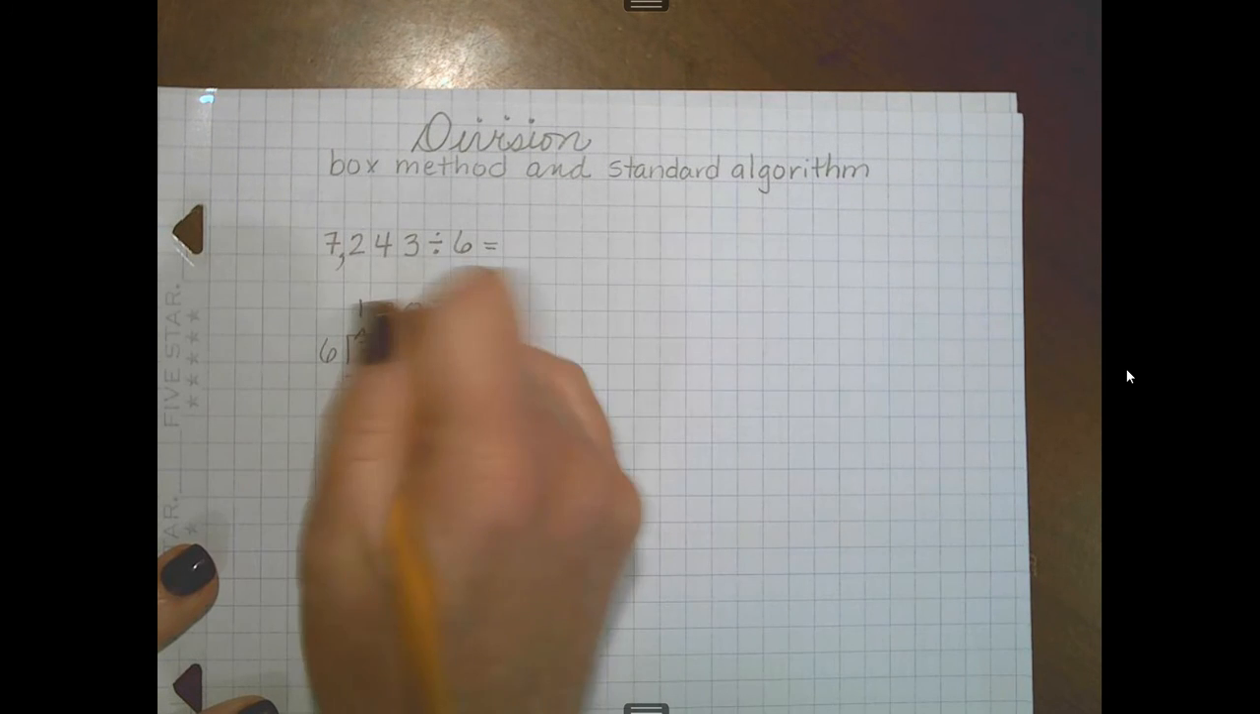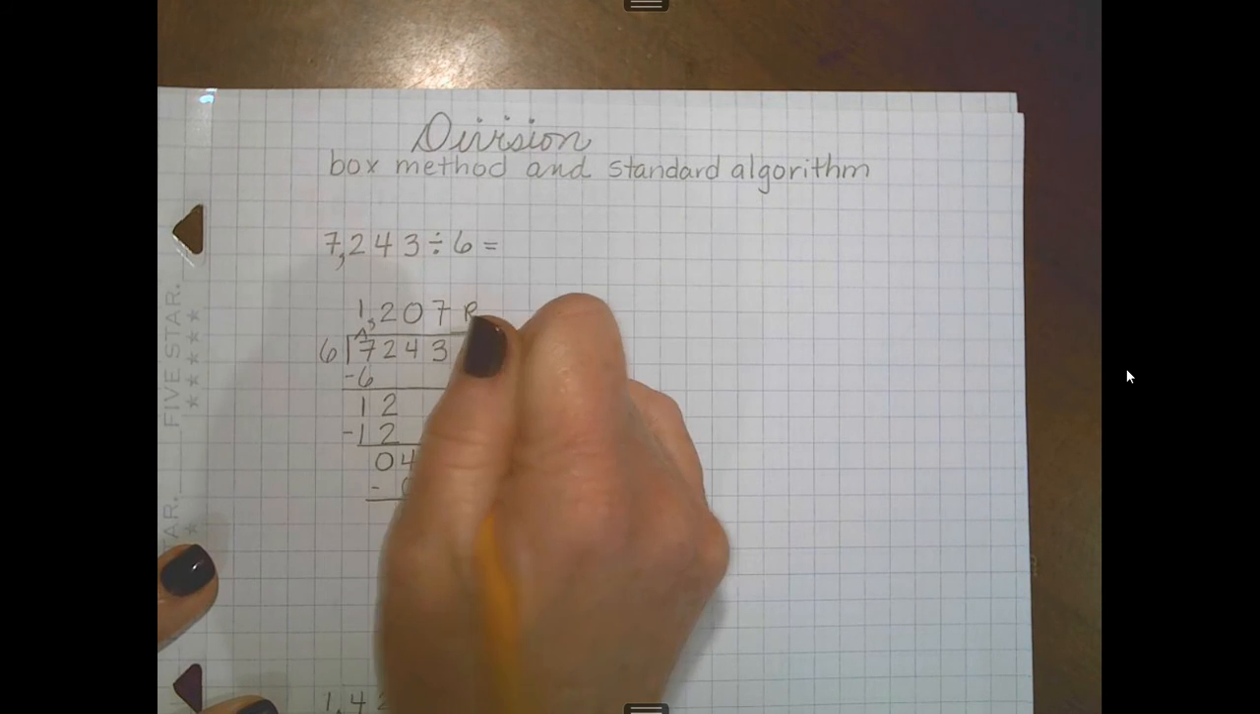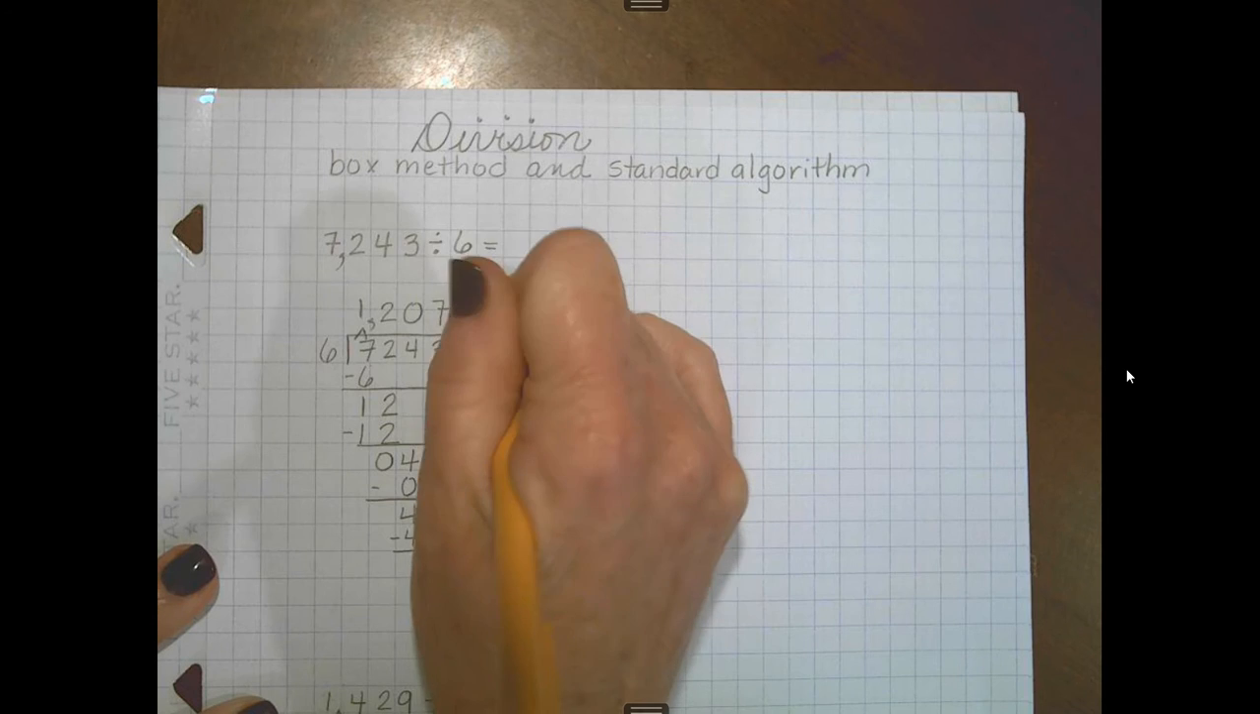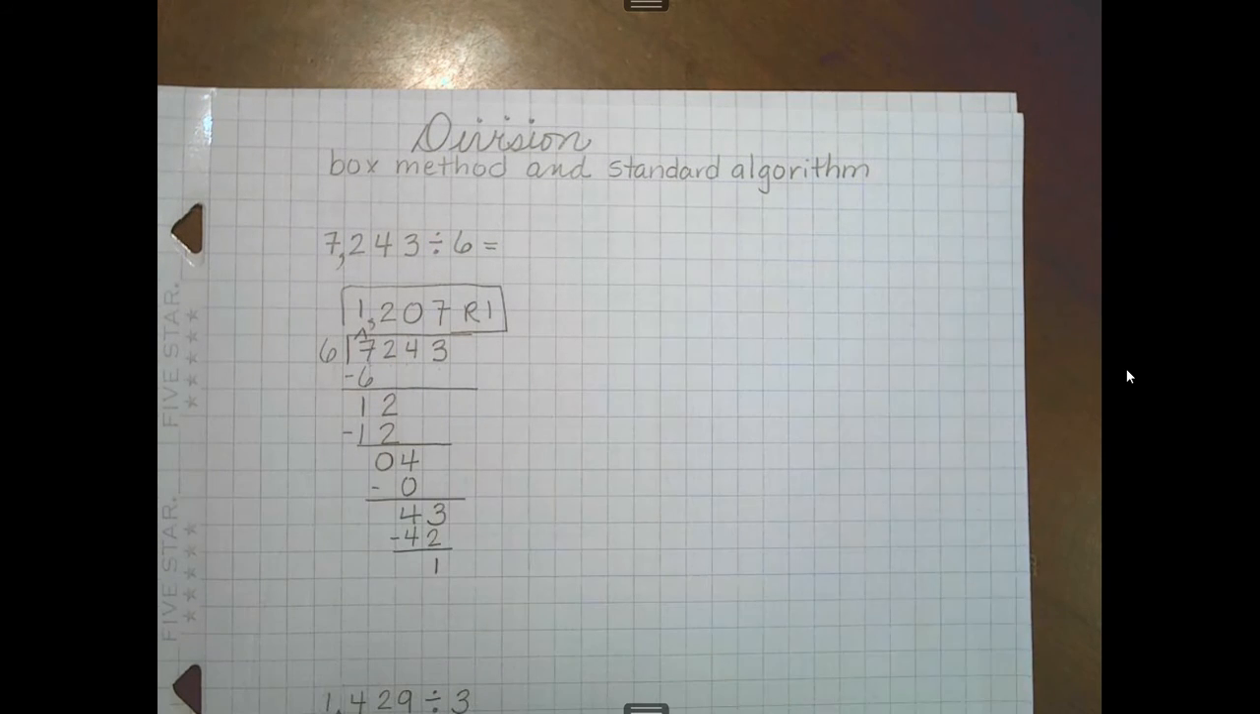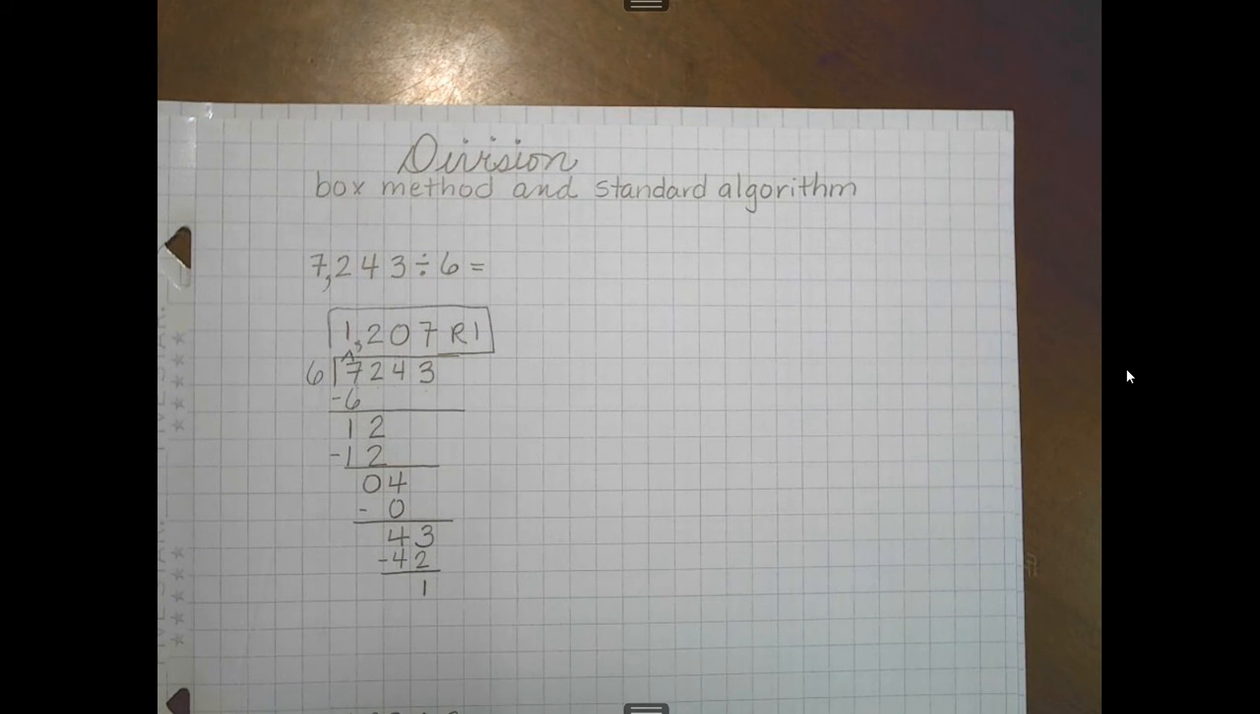So my answer is 1,207, remainder 1. So if I had 7,243 and I wanted to make equal groups of 6, 1,207 would fit into each group, and then there would be 1 left over. All right, now let's look at this with the box method because it's the same steps.